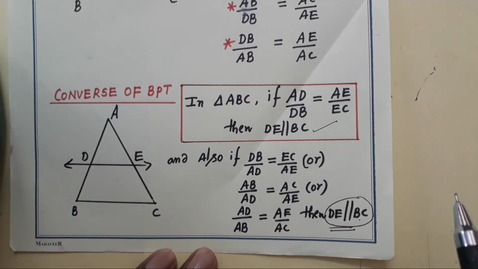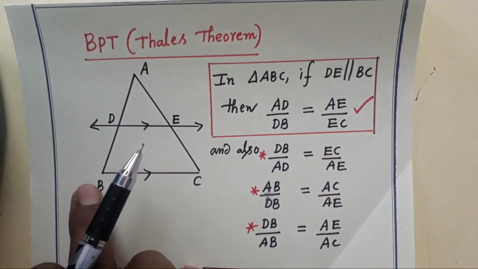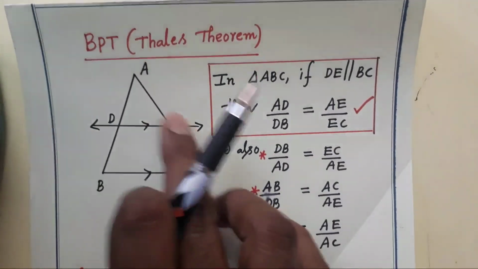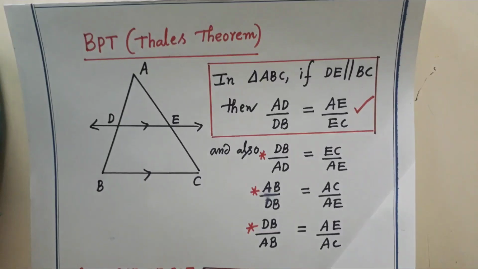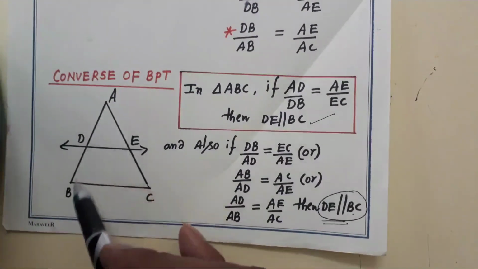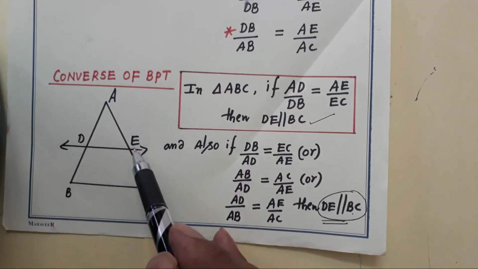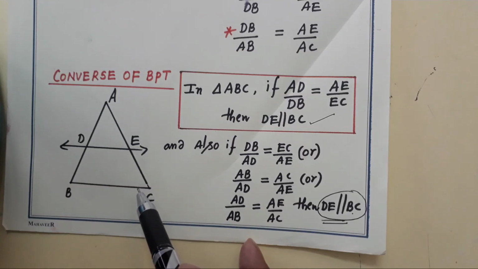So everybody please recall that if a line is parallel to one side, it divides the other two sides in the same ratio. That is basic proportionality theorem. If a line divides the two sides in the same ratio, then the line is parallel to the other side. This is called converse of the basic proportionality theorem.